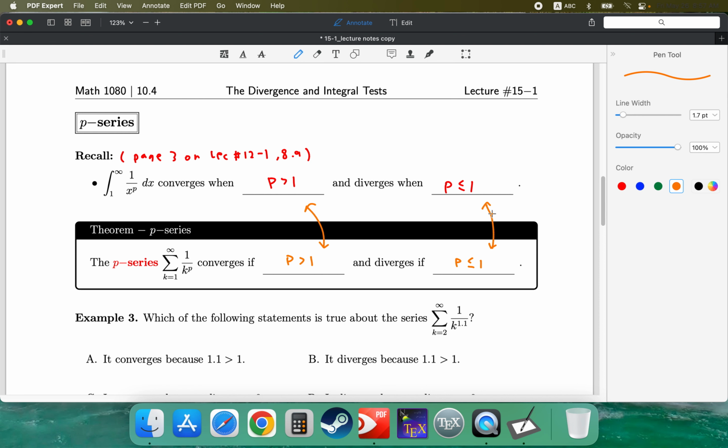Now you might be wondering, is there a connection between the integral and the series? And the answer is yes. And we will answer that question in the next lecture when we talk about the integral tests.